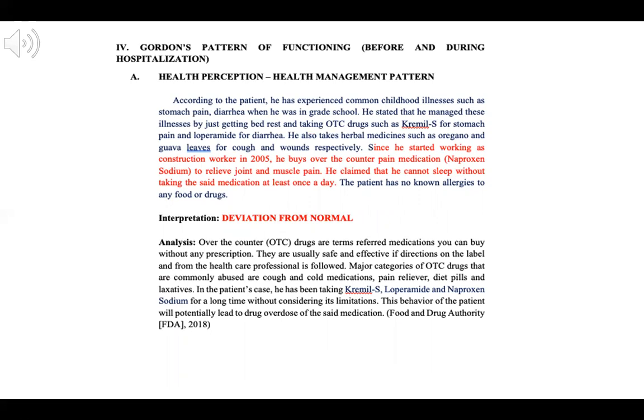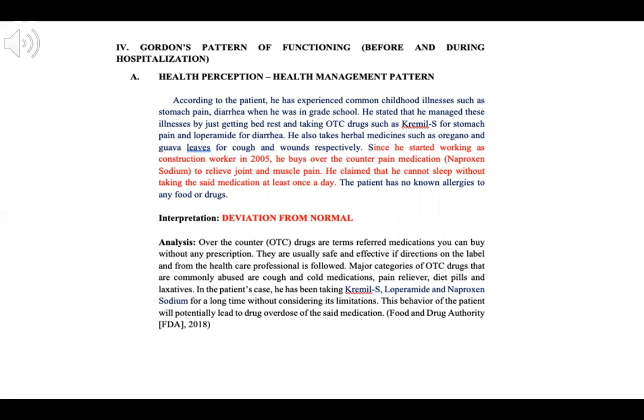Other assessment data that is recorded in the nursing portfolio are data about the patterns of functioning of our client, which is anchored on Margaret Gordon's model. Gordon's patterns of functioning is the model we are currently adapting in the Institute of Nursing to help us organize and analyze our assessment data on the health patterns of the client.